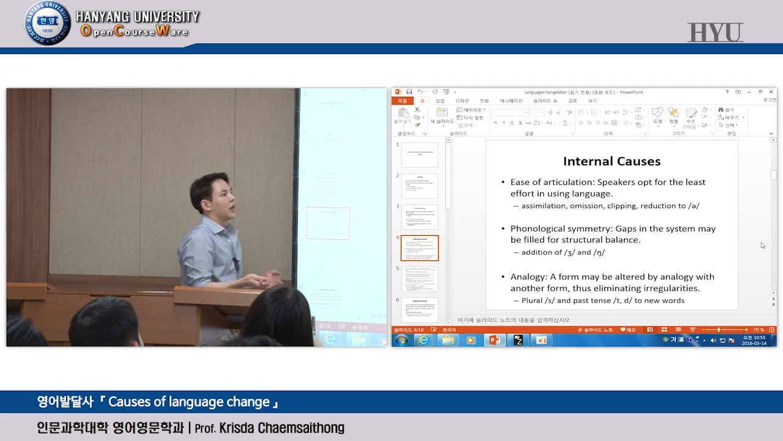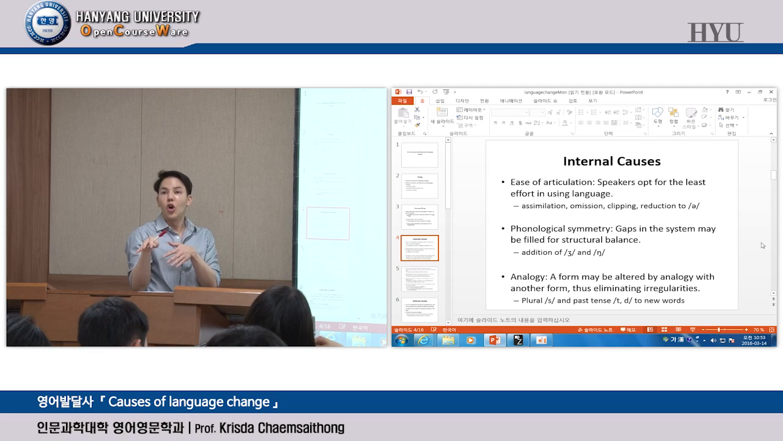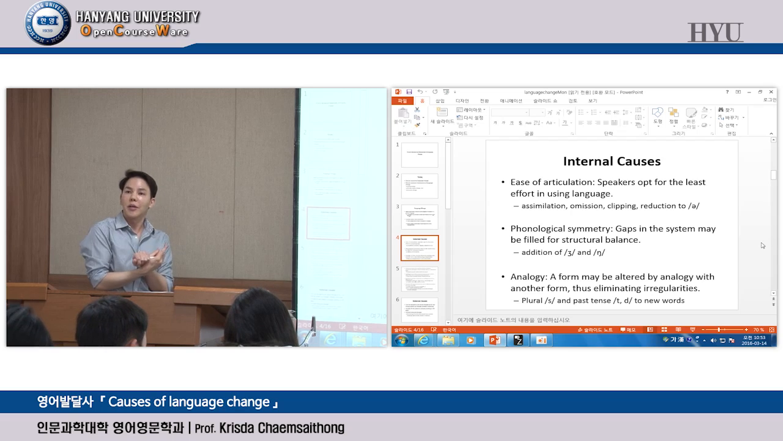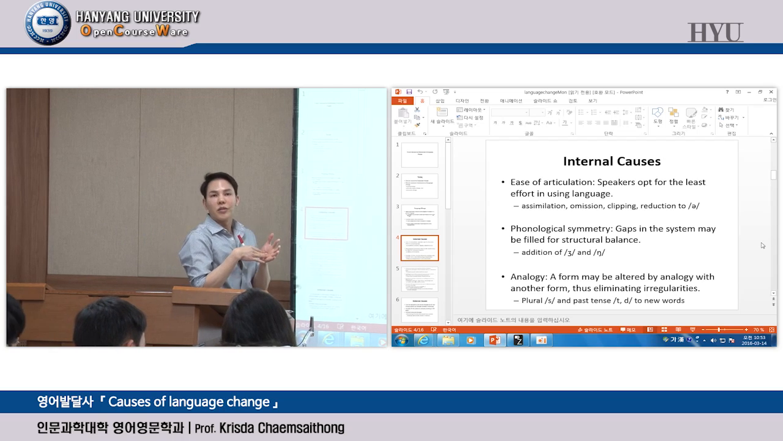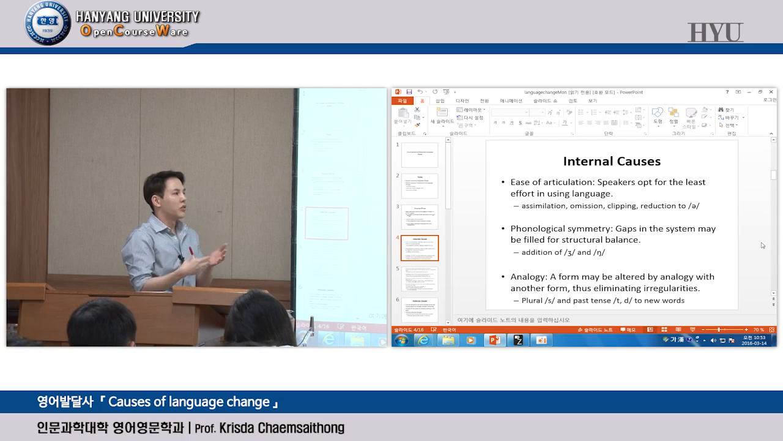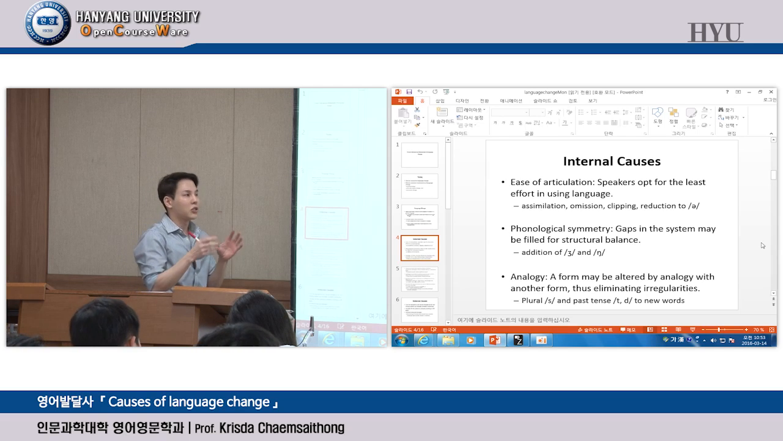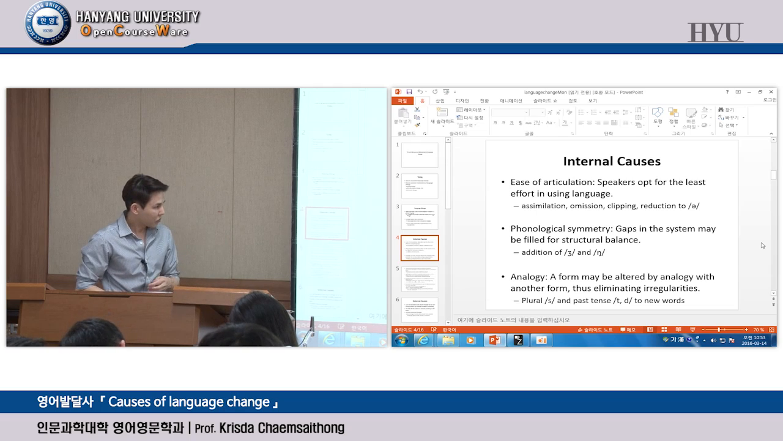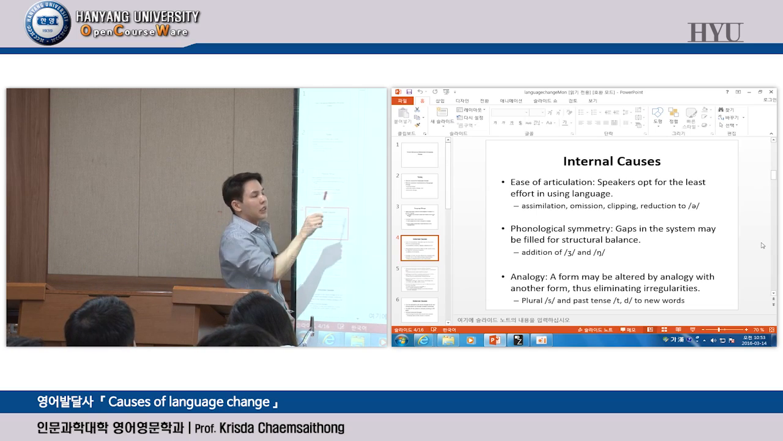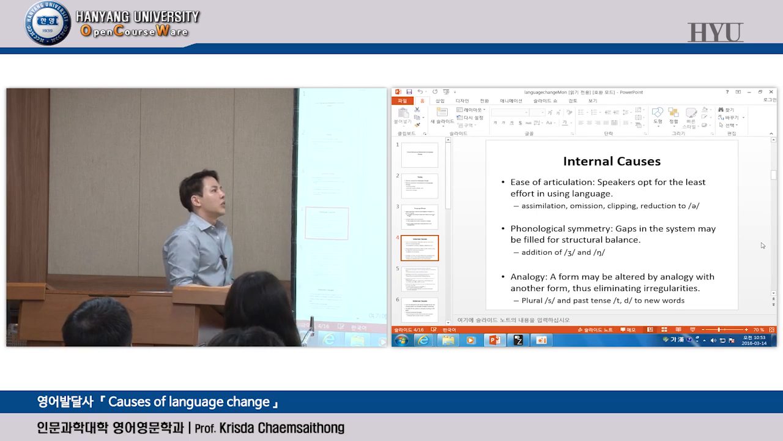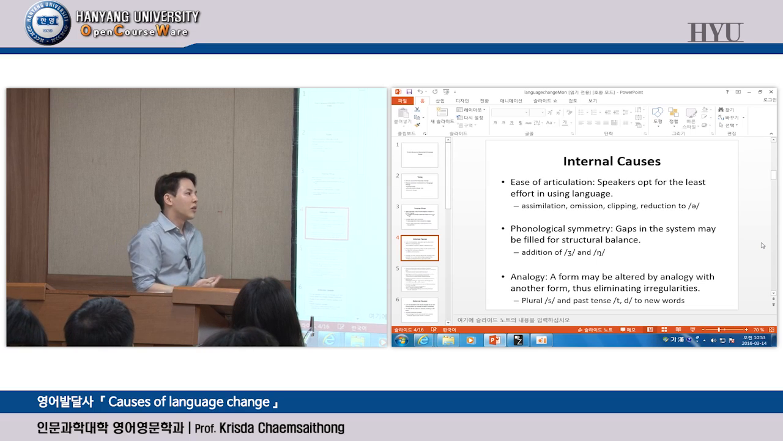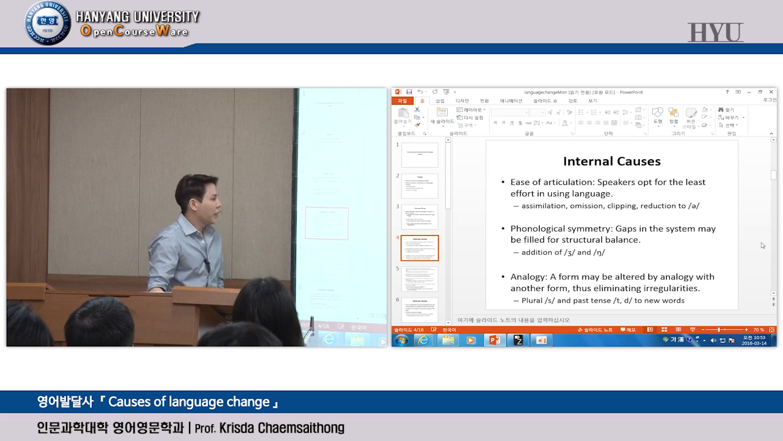"Professional" becomes "pro," like that, so clip. Reduction to schwa, we already talked about that, right? In unstressed syllables, you reduce the vowel to the schwa sound because schwa is a mid sound, right? So these are internal causes still, right? Causes that are natural, depending on our anatomical or physiological makeup, right?